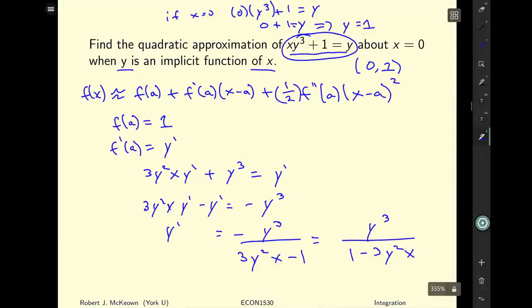now let's evaluate y prime at this x equals 0, y equals 1 point. So we're going to have 1 cubed up there, and we've got 1 minus 3 times 1 squared times 0 in the denominator, and we get y prime is just equal to 1. That wasn't so hard, was it?